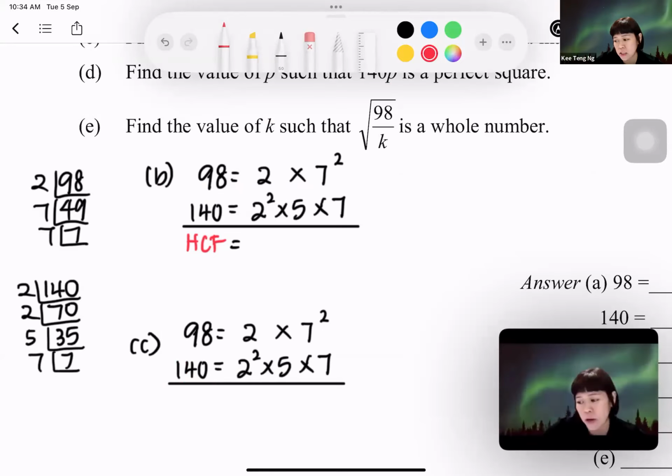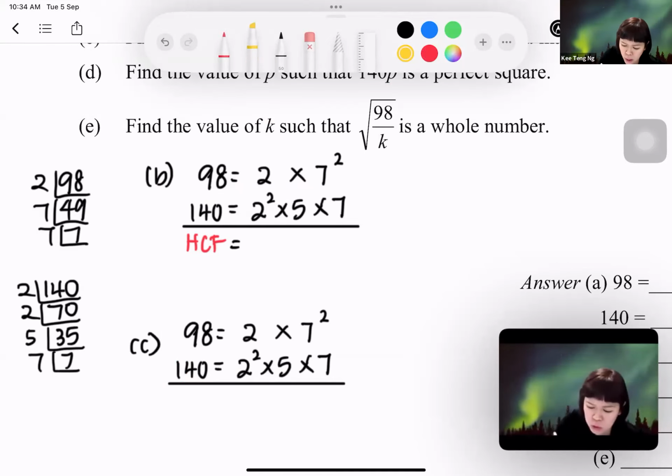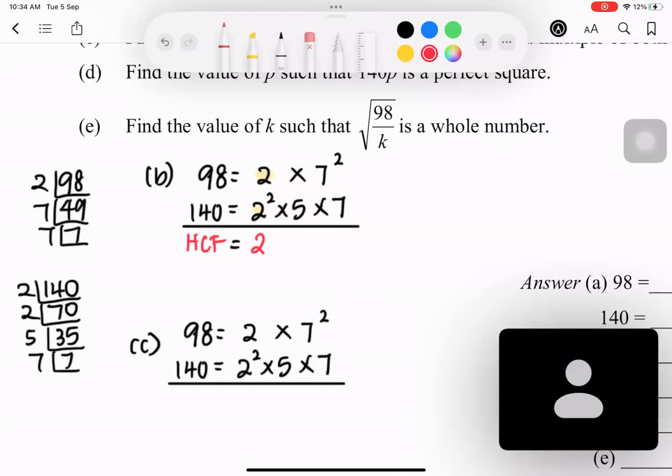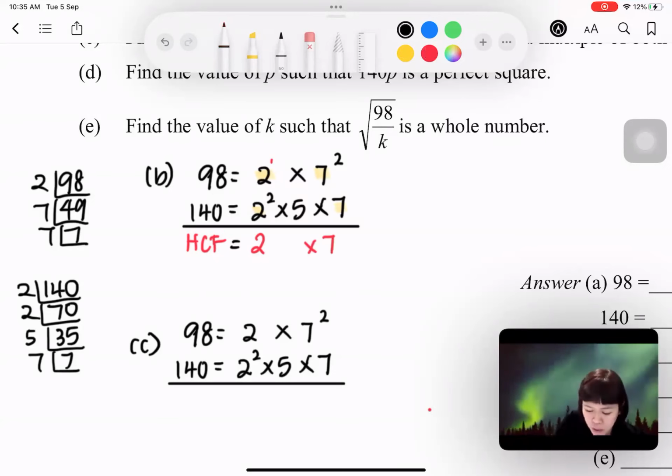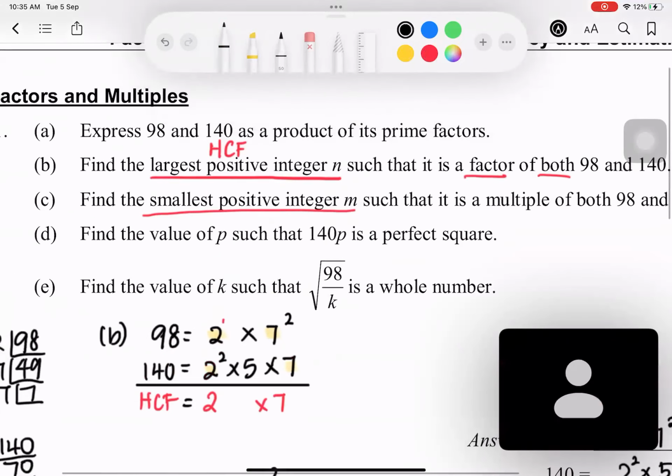Okay, so when I want to find HCF, I need to find the highest or lowest power. We need to choose the ones that are common and the power that is the lowest. So for 2 and 2 squared, I choose the common factor 2, but I choose the one with the lowest power. This is just 2 to the power 1. 2 squared is not common. Next one, 5 is also not common, so I'm not going to choose 5. 7 squared and 7, this one is common, so I'm going to choose the one with the lower power. So 2 times 7. But the question here says they want a positive integer.